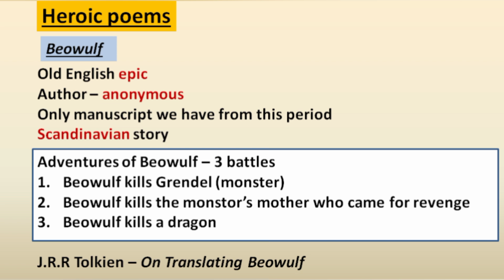In the first battle, Beowulf kills Grendel. Grendel, which is a monster, has to be killed, and the king calls Beowulf for help, and he kills this monster. And then there is a second battle in which the monster's mother comes to take revenge, and then Beowulf kills the monster's mother. And the third battle is when Beowulf kills a dragon, but in this battle, Beowulf is also very badly wounded and he dies. So, this is a very important work when we are learning about Old English literature.